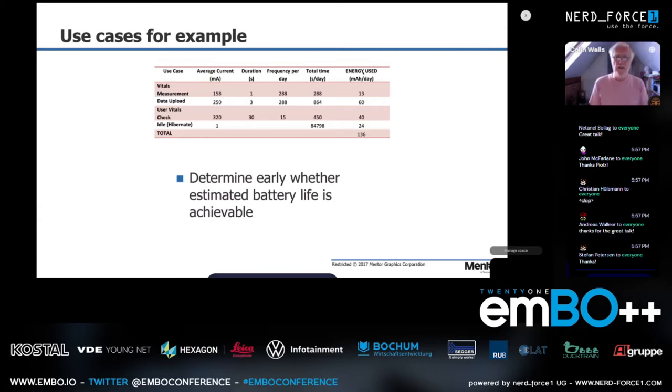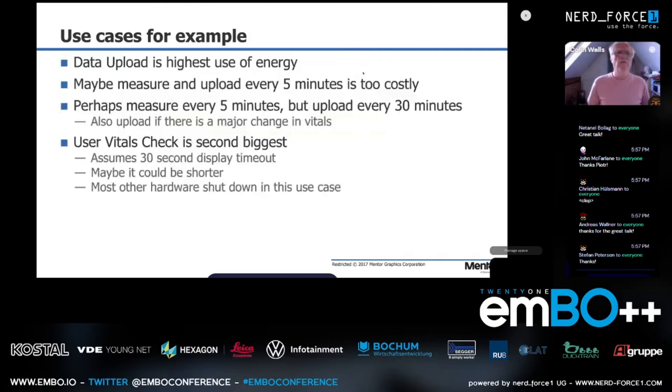Now, if we look at those numbers, we can see different amounts of energy are used in different purposes. The bottom one, the idle one, it spends most of its time in idle, and that will use 24 milliamp hours, whereas the other functionality uses other amounts of energy. We can see actually taking a vitals measurement is relatively low cost. So we look at those numbers, and what we learn is the data upload is the highest use of energy.